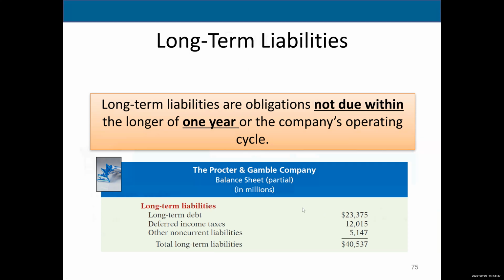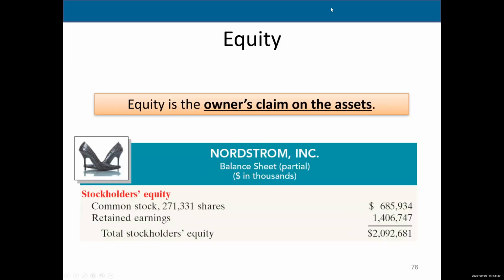And then finally, we have equity. And as we know, equity is the owner's claims on the assets. And owner's equity is made up of two components: common stock and retained earnings. Okay.